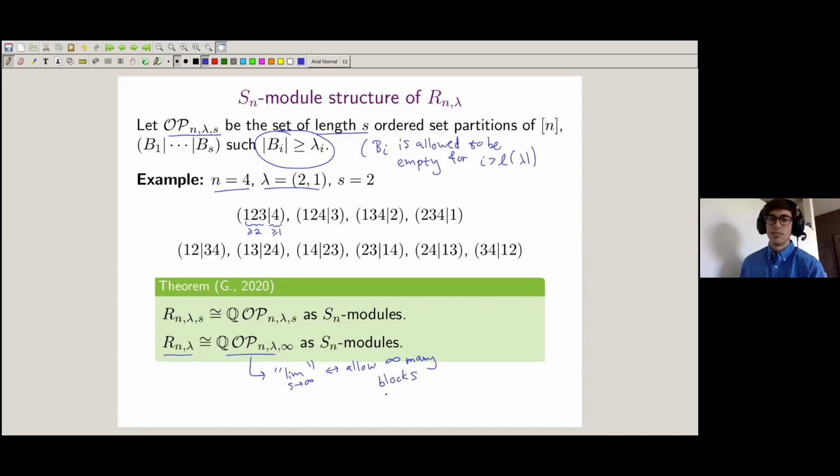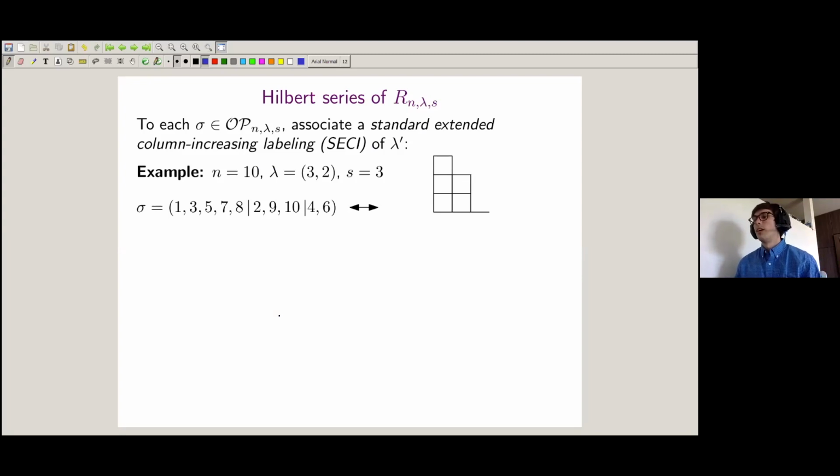It's just that all but a finite number will be empty. So this isn't really saying too much, because a lot of the copies of the irreducibles will appear infinitely many times. I have refinements of the statement which are more meaningful. The Hilbert series of this ring.